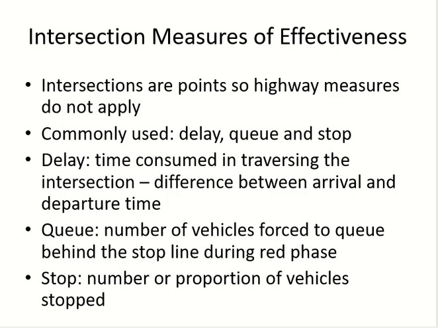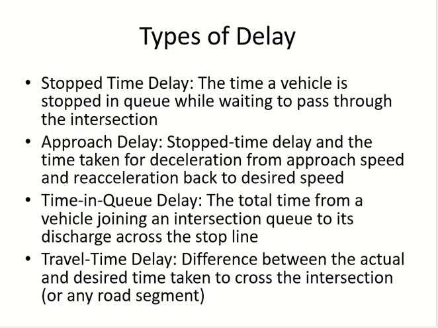It can be taken as proportion, or it can be taken as a number as well. When we consider delay at the intersection, we can have three types of delay. We can have stop delay, approach delay, time in queue delay, and travel time delay. Stop delay we know, it's very simple. The name says it: it's the delay when the car is stopped.